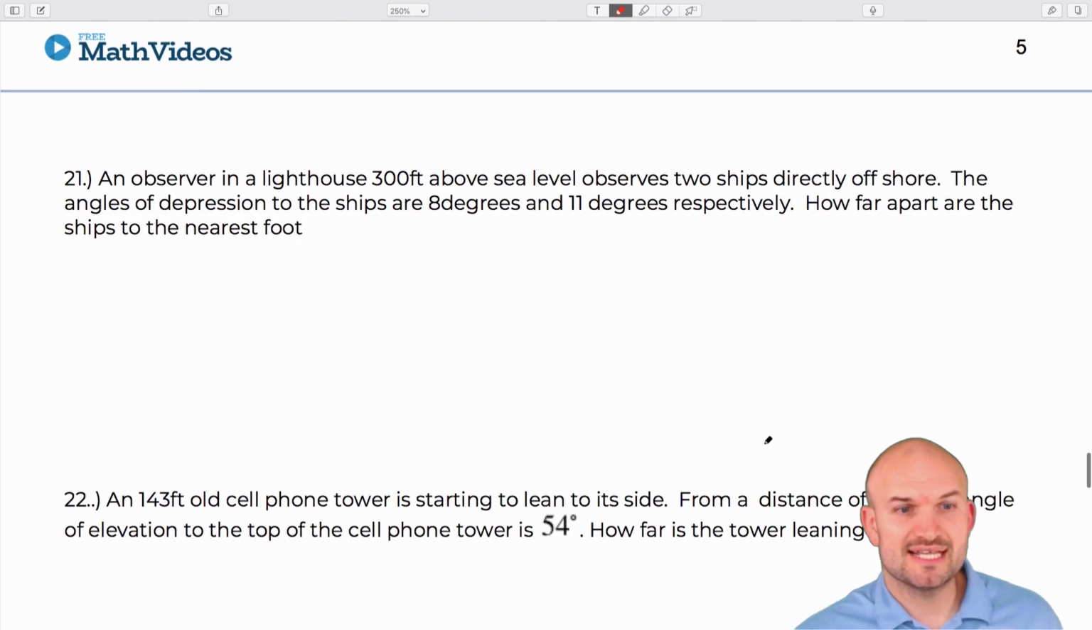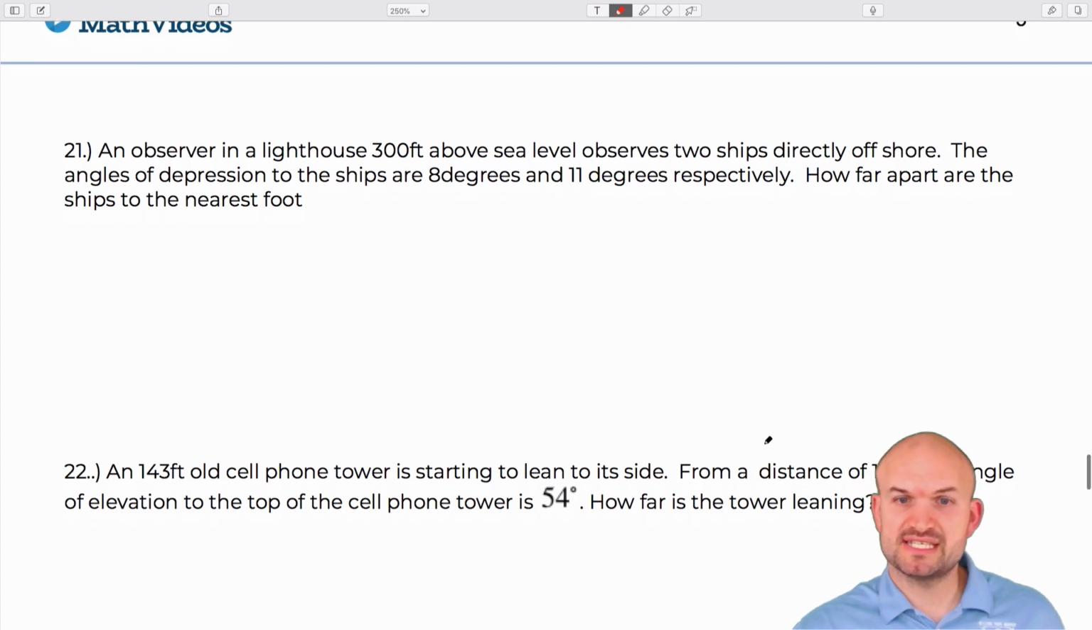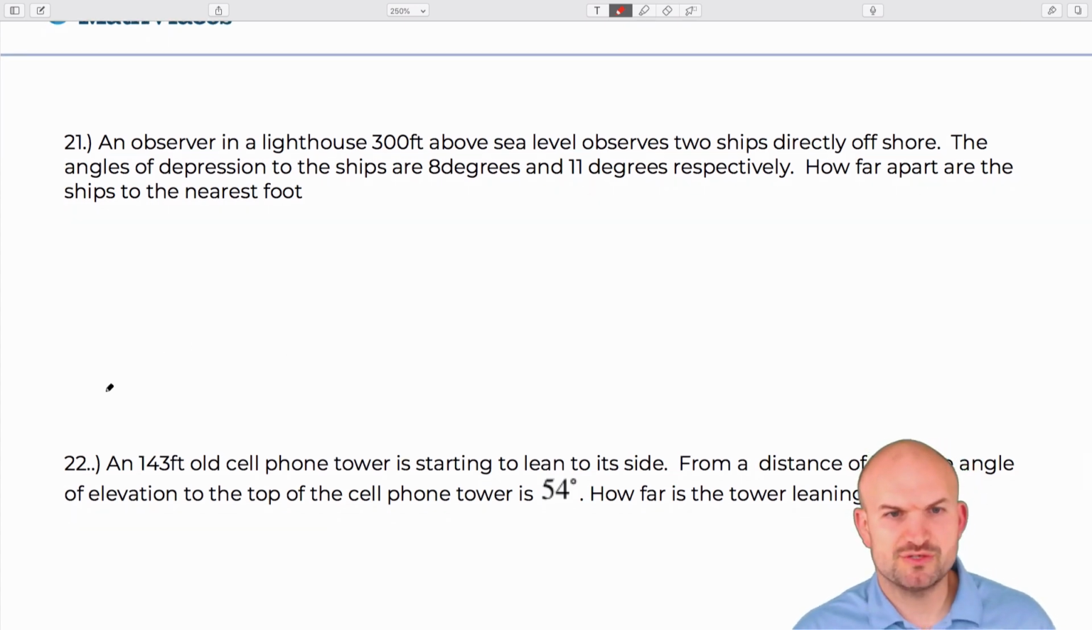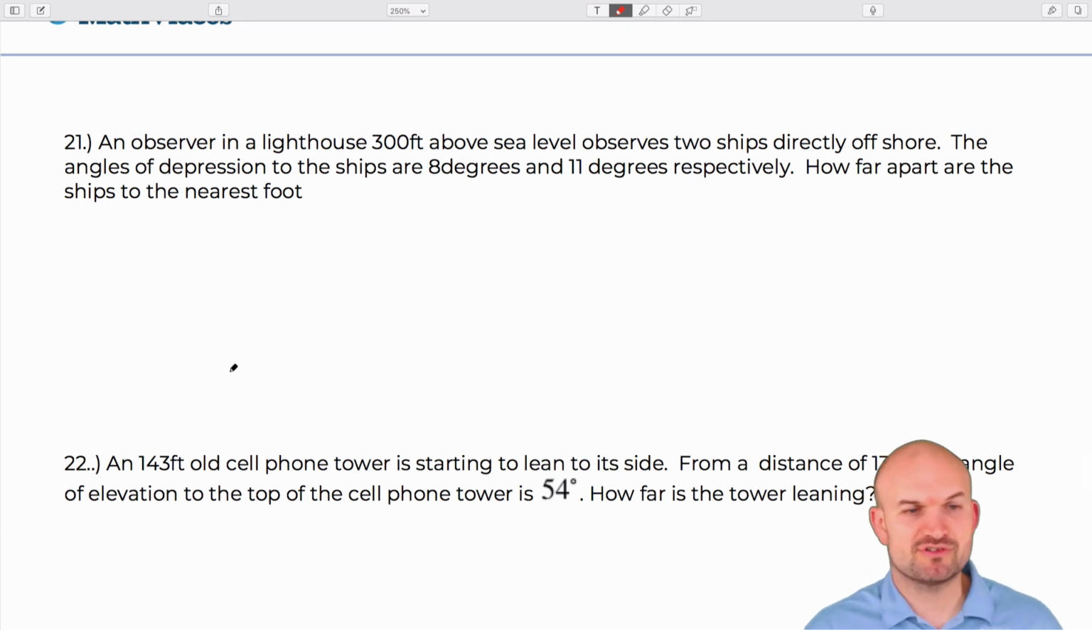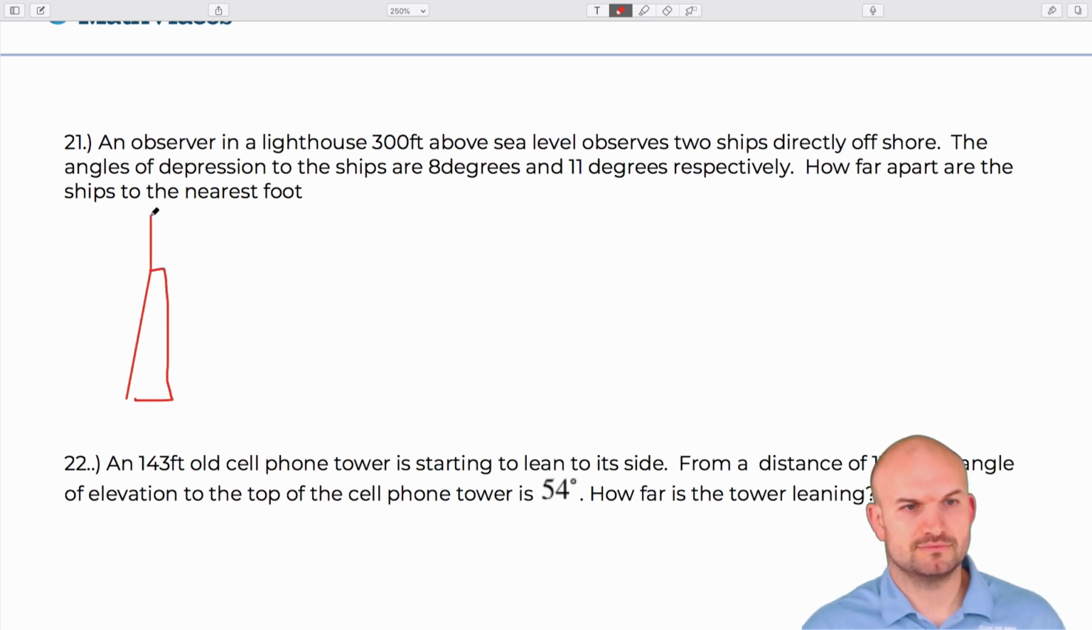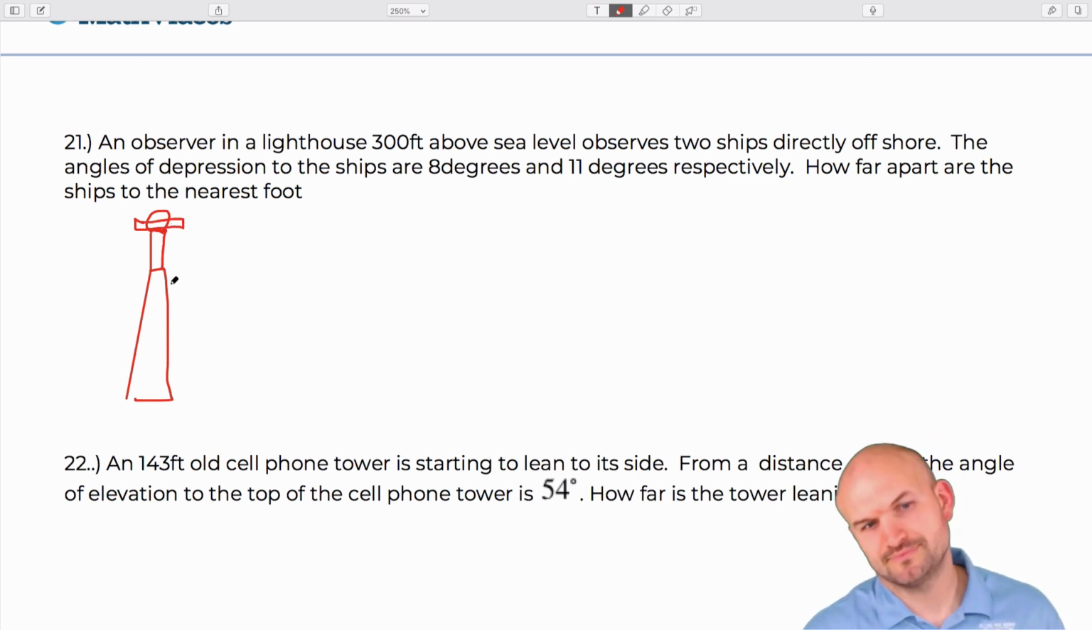All right, the next one says, an observer in a lighthouse 300 feet above sea level observes two ships directly offshore. The angles of depression to these ships are 8 degrees and 11 degrees respectively. Okay, so let's draw a lighthouse. I don't know how to draw a lighthouse, but there we go, something like that.